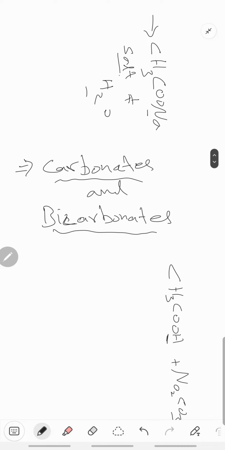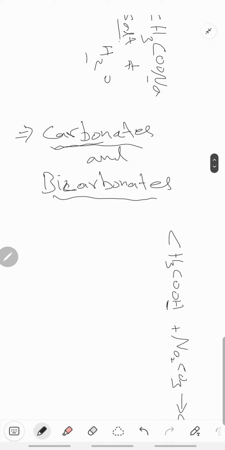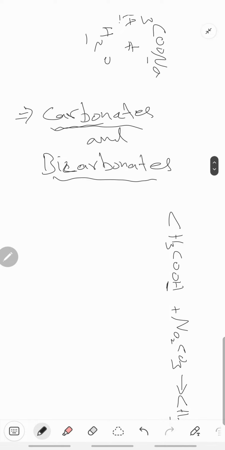Second, carbonates and bicarbonates. If carboxylic acid reacts with carbonate and bicarbonate, it will decompose the carbonate and bicarbonate and give us the salt. Again, I take the carboxylic acid and bicarbonate, and the reaction will occur, and the hydrogen atom will be replaced by Na. So this will be a salt.